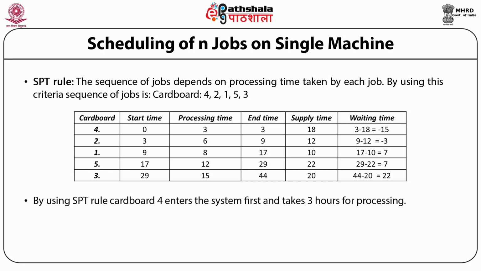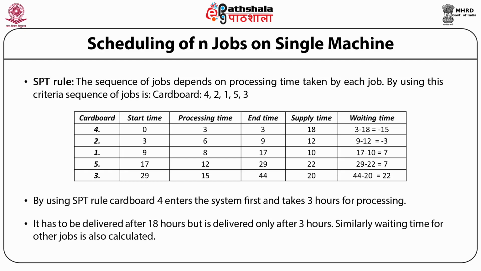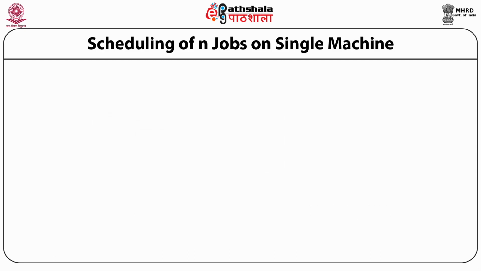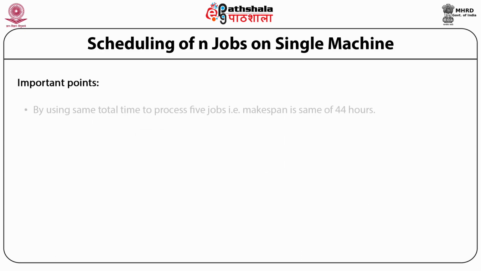By using SPT rule, cardboard 4 enters the system first and takes 3 hours for processing. It has to be delivered after 18 hours, but is delivered only after 3 hours. Similarly, waiting time for the other jobs is also calculated. Important point: by using the same total time to process 5 jobs, that is, the makespan is the same, 44 hours.